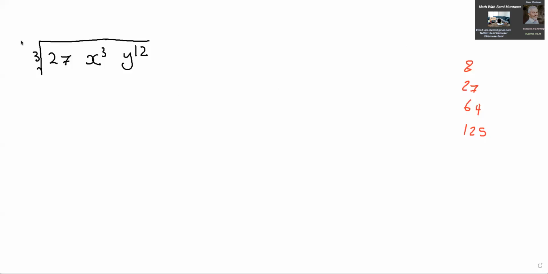So hi again. Earlier we did the square roots. Now we're going to explore the cube roots. So the cube roots, now you look inside. If you have all perfect cubes, then this is very easy to do.